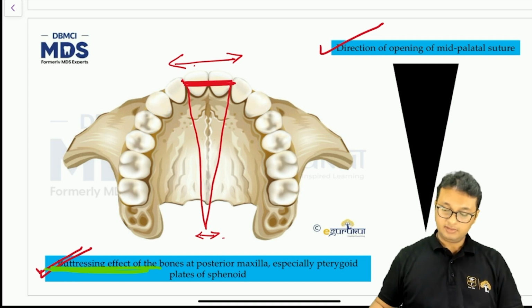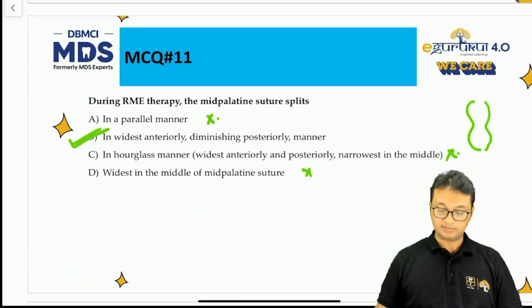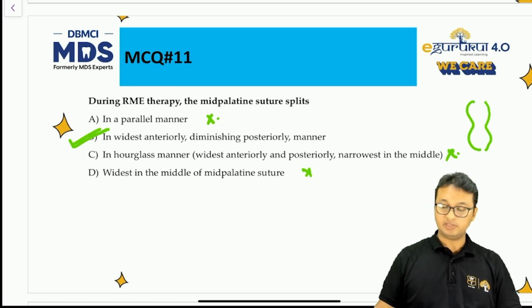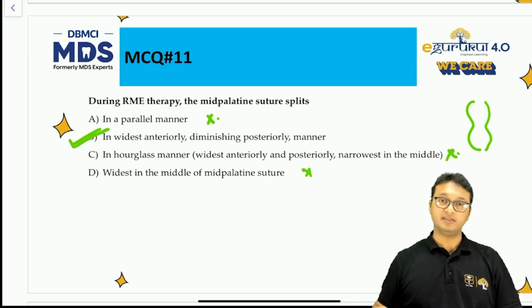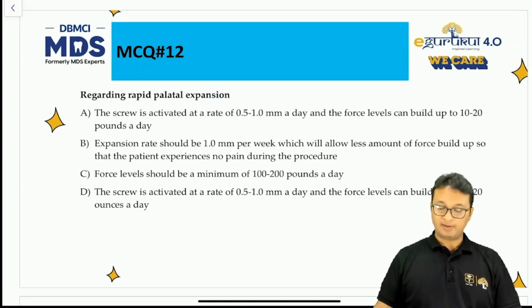So that's why the correct answer will be option number B, that is widest anteriorly and diminishing posteriorly. It opens up in this manner. Okay. Next is regarding rapid palatal expansion.